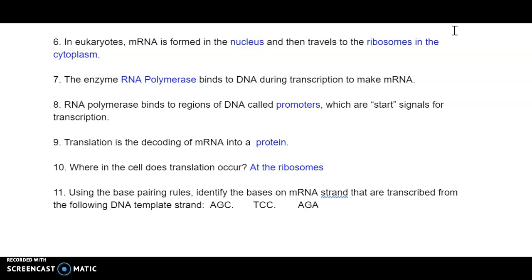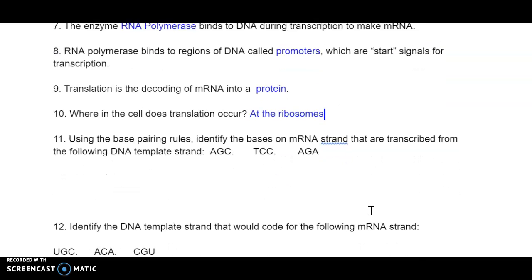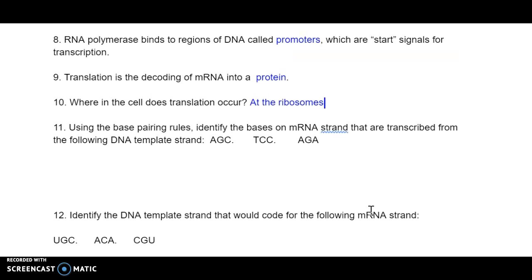Ribosomes make proteins, and those proteins are made by translating that mRNA into protein language. Okay. There's actually other steps, and I'll list those for you in just a second. So use the base pairing rules to identify the bases on the mRNA strand that are transcribed from the following DNA template strand.